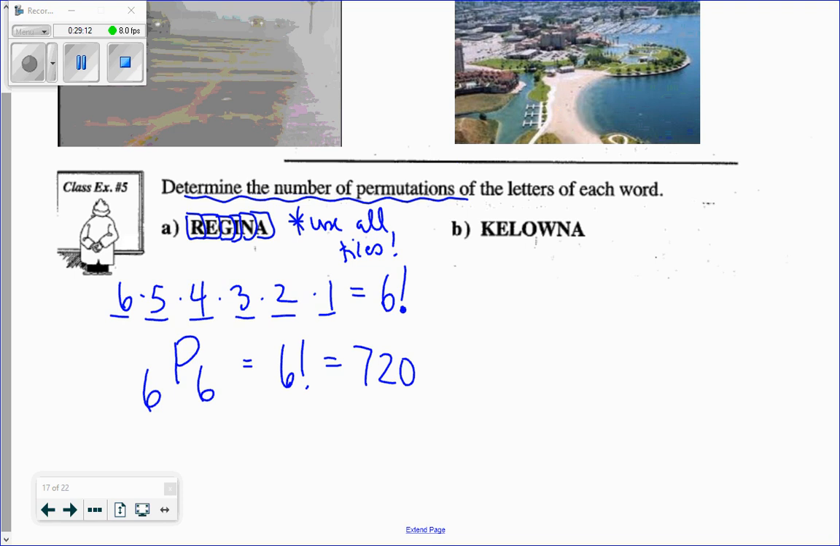The math in this unit is easy. It's just recognizing the math that you should be doing. That's the tricky bit. Okay. So how many letters in Kelowna? 7. So again, it's going to be 7, 6, 5, 4, 3, 2, 1, or 7p7. Does that make sense?